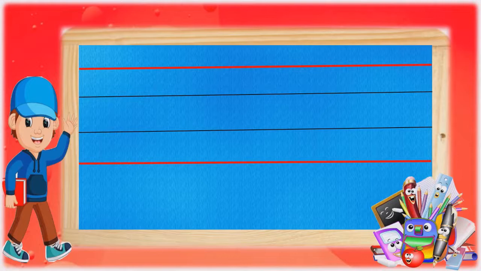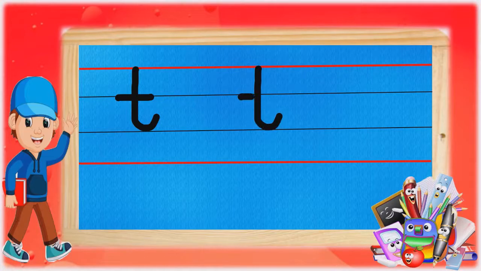Now we will write t, small t. Standing line with a small curve and sleeping line makes small t. Again we write standing line with a small curve and a sleeping line makes t, small t.